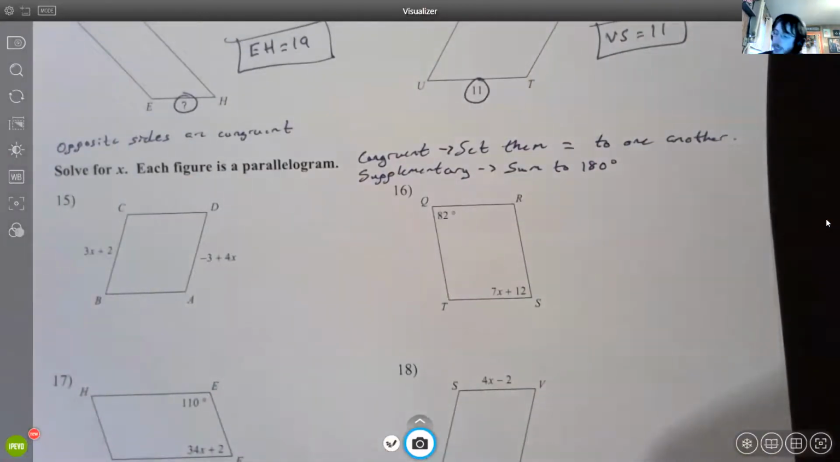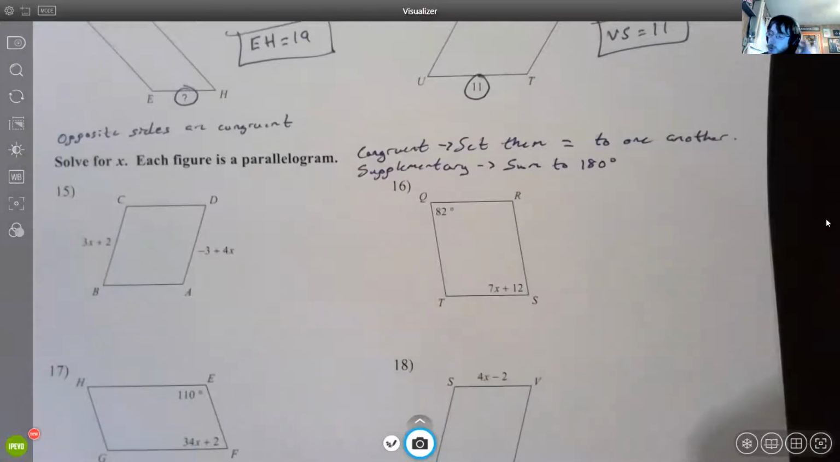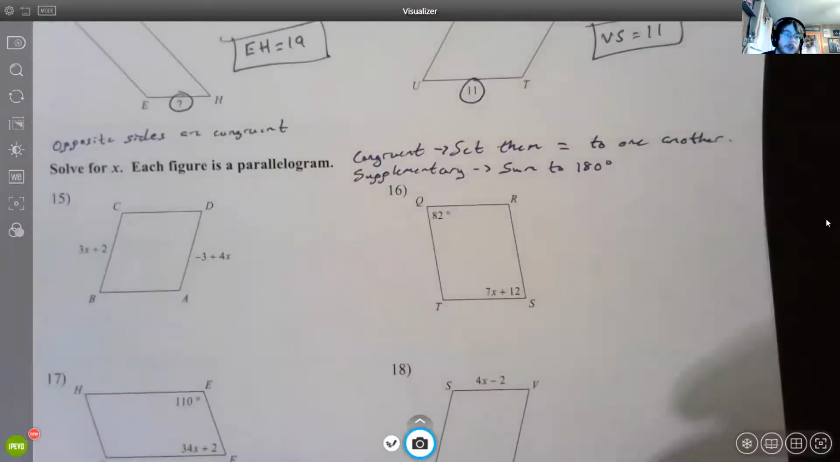So what I want you to do, I want you to try 15 through 20 on your own. Try those out. Check your answers when you come back to the video, or you can plug them back in, because if they're congruent, they should be the same. So if you don't get the same thing, then you know you got the wrong x value, and the same thing for supplementary. All right, let's look at number 15.